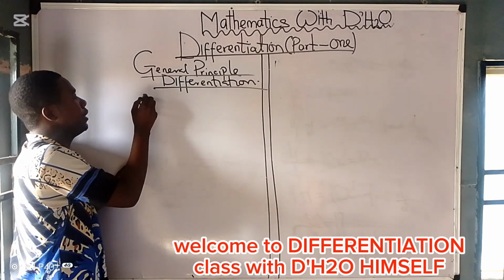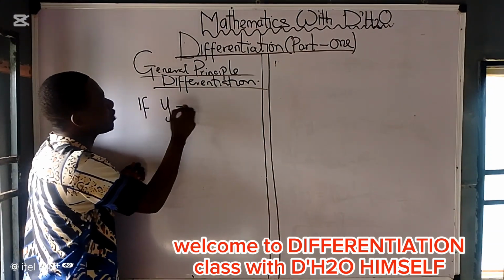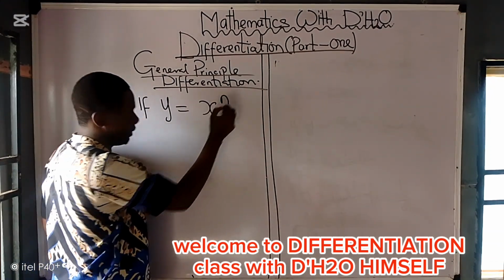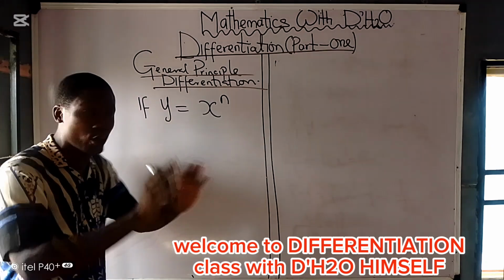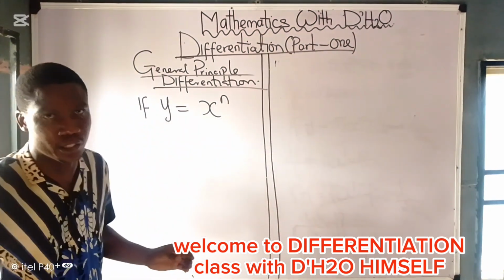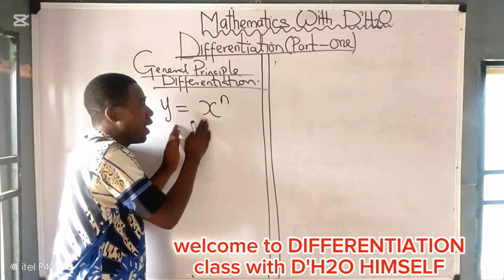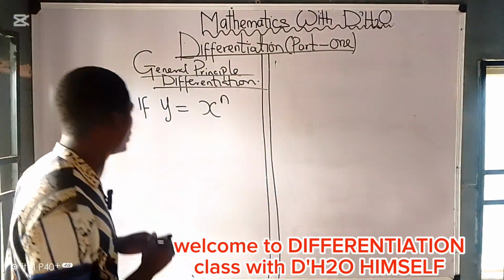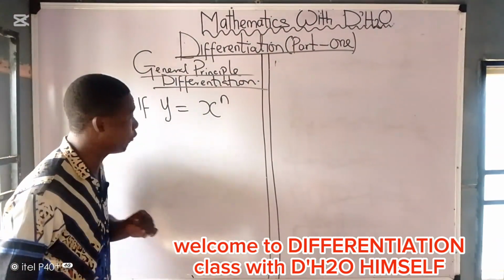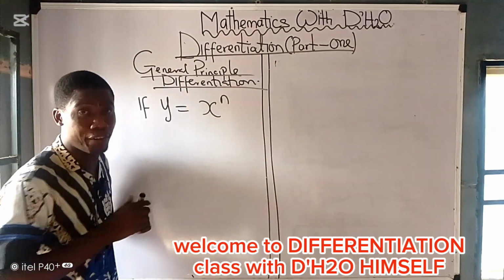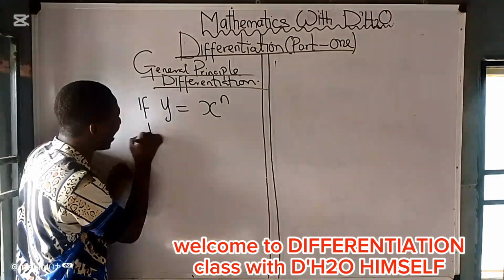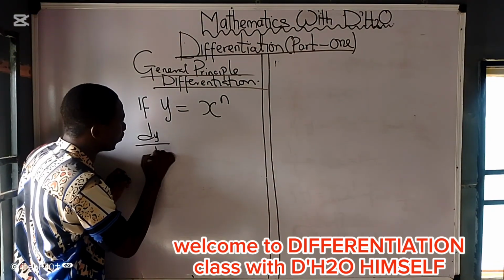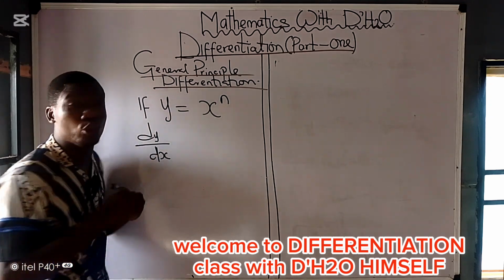Watch this. If I have y equals x raised to the power of n, for instance, say this is my question, how do I differentiate it? Now, the way of differentiating this one is applicable to every area of differentiation. So how do I differentiate it? Very easy. First of all, we have y and x. So the differential value is called dy over dx.